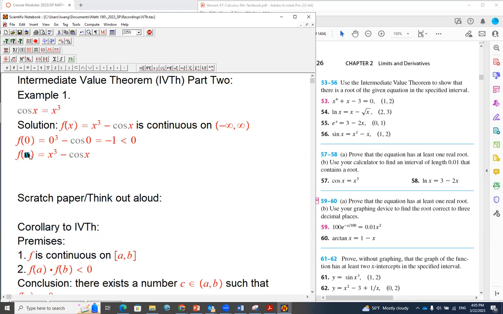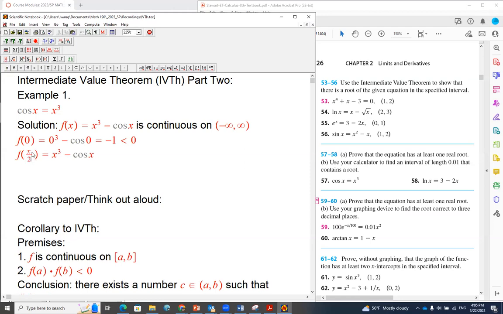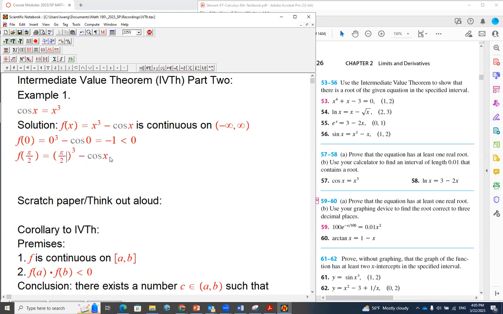So for the next point, I'm going to try an easy number. How about pi over 2? Well, you can try pi if you want. So pi over 2 is identified. Let's see what happens. Cosine pi over 2 is 0.